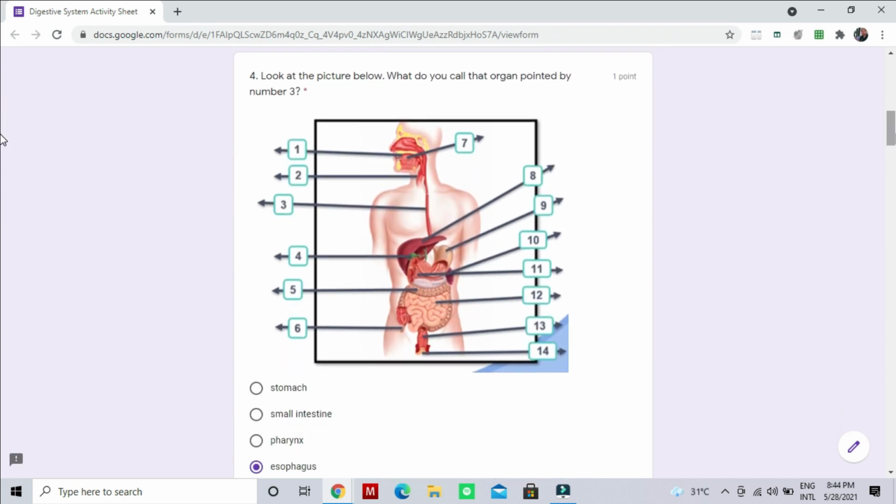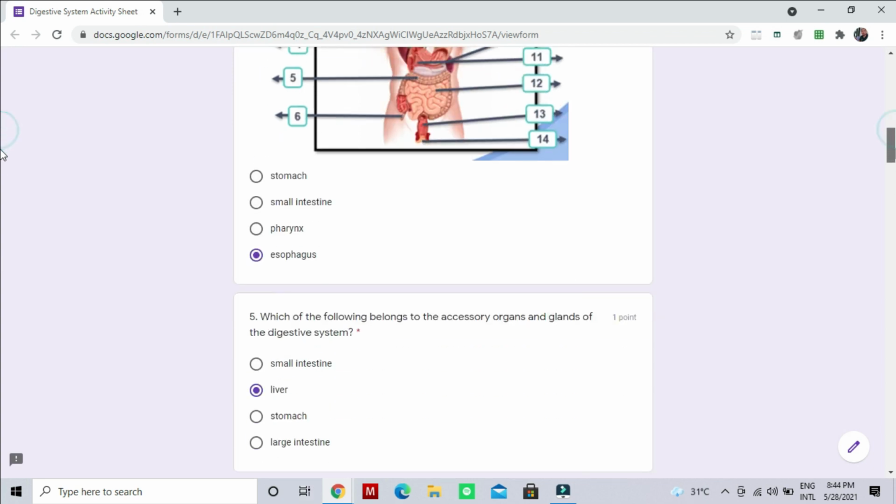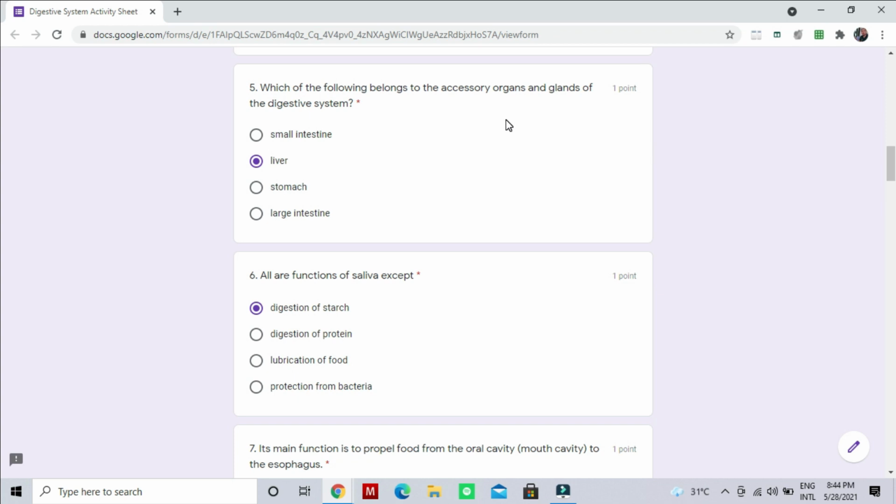Question number four. Look at the picture below. What do you call that organ pointed by number three? The correct answer is esophagus. Question number five. Which of the following belongs to the accessory organs and glands of the digestive system? The correct answer is liver.